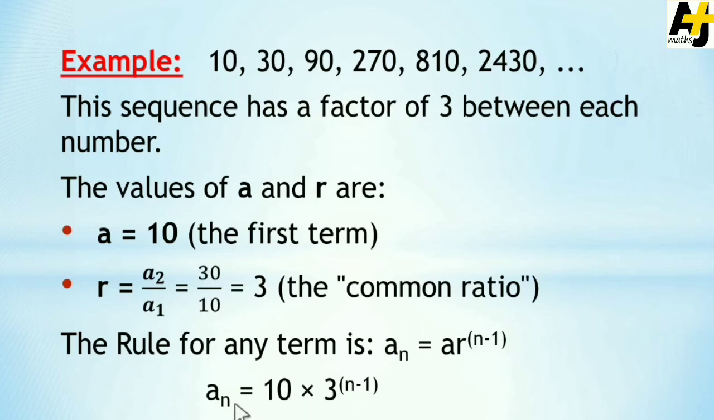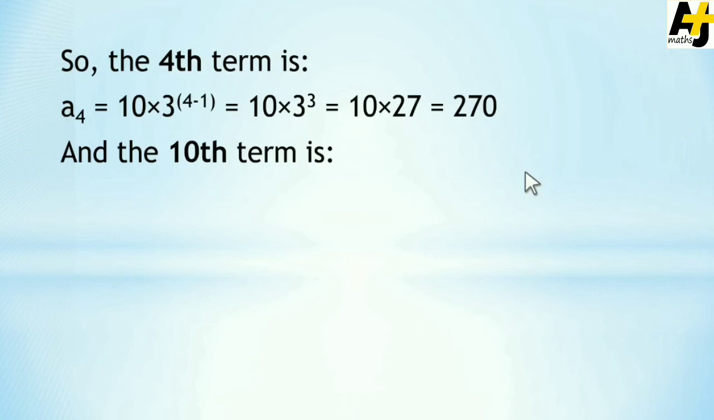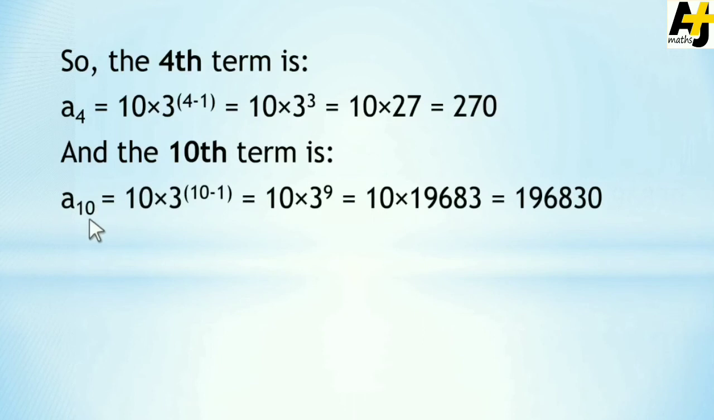Now by putting N equal to different values, we can calculate terms. To calculate the fourth term, put N equal to 4, and A4 gives 270, which is exactly what is in the example. If we want the 10th term, we just put N equal to 10 in the rule: A10 equals 10 times 3^(10-1). After simplification we get 196,830. So this is the 10th term of the geometric sequence.